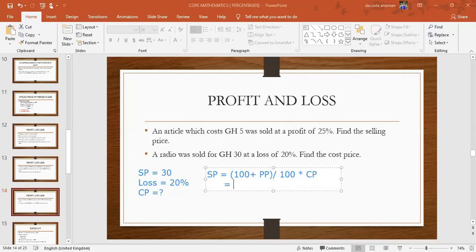So we'll be having 100 plus 20 over 100 times the cost price, which is 30 Ghana cedis. Is that okay? We'll be getting 120 over 100 times 30. When you punch this in your calculator, 120 over 100 times 30 will give you 36.